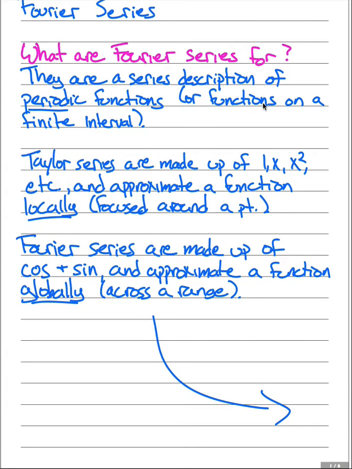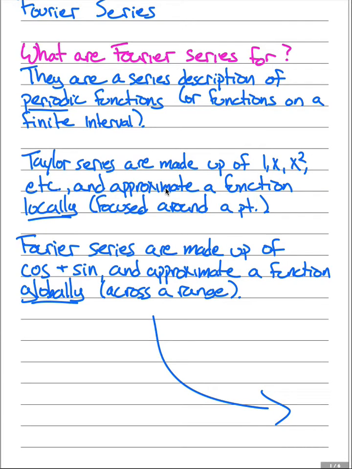I want to contrast them with Taylor series, which you've studied previously. Taylor series are made up of polynomial terms. They have things like x, x squared, or if they're centered around a point other than x equals 0, you see terms like x minus a squared, and so on. What Taylor series do is approximate a function focused around a point, the point a, about which you compute all the information that goes into the series. So this is called a local approximation. It's really good near that point you expand around, and not so relevant far from that point.